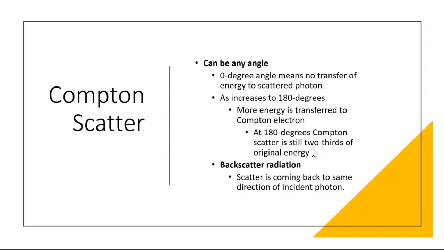Backscatter radiation. Backscatter is considered scatter that is coming back in the same direction as the incident. So as the incident comes in, it's coming right back in the same path as the incident. That's called backscatter radiation.